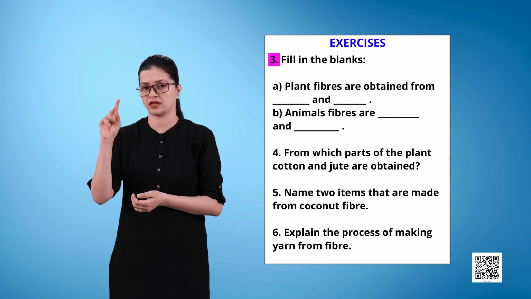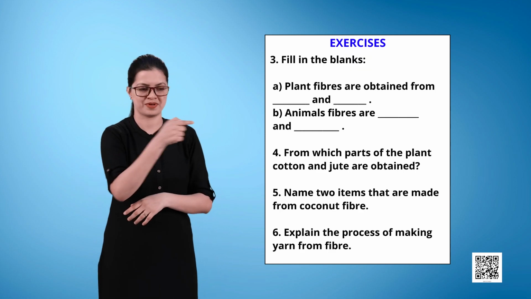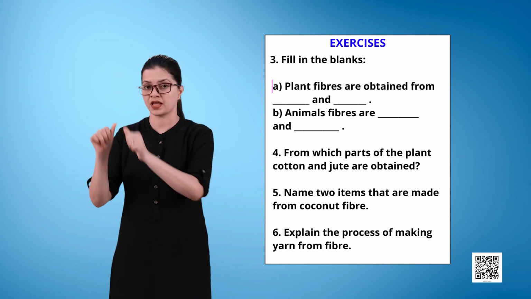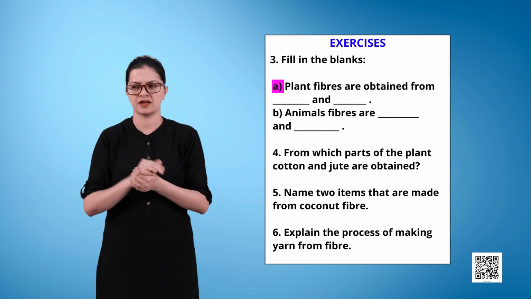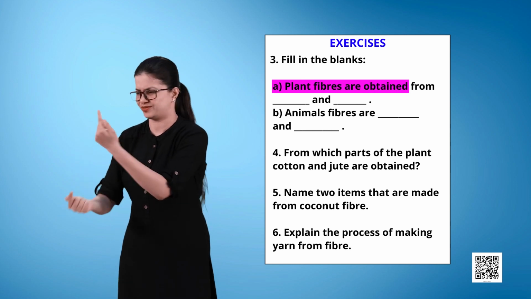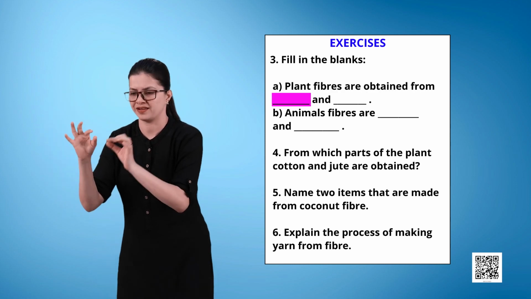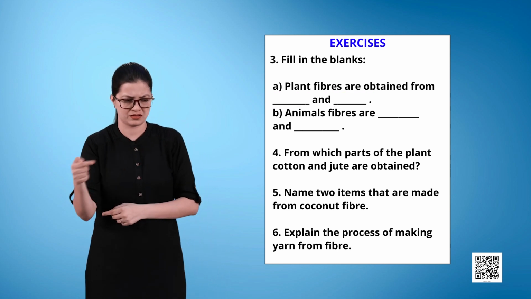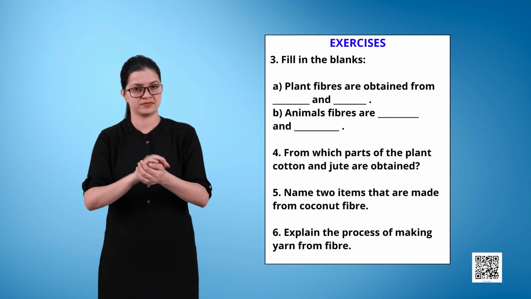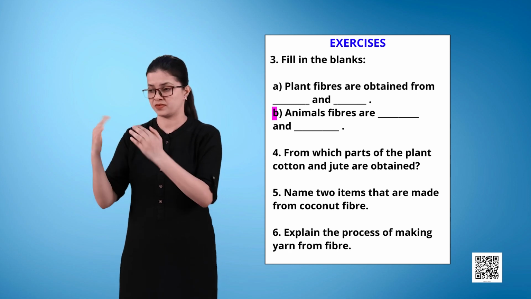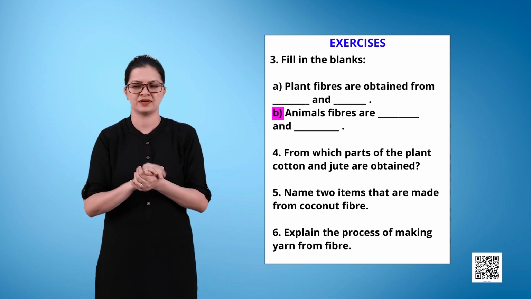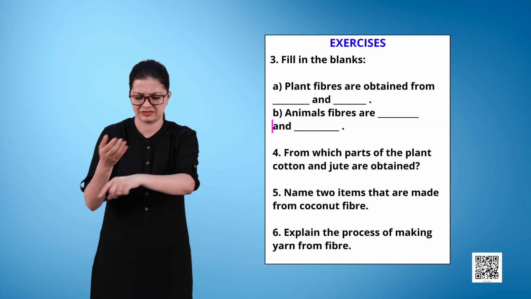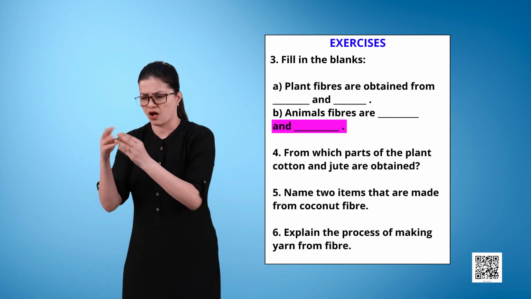3. Fill in the blanks. A. Plant fibers are obtained from blank and blank. B. Animal fibers are blank and blank.